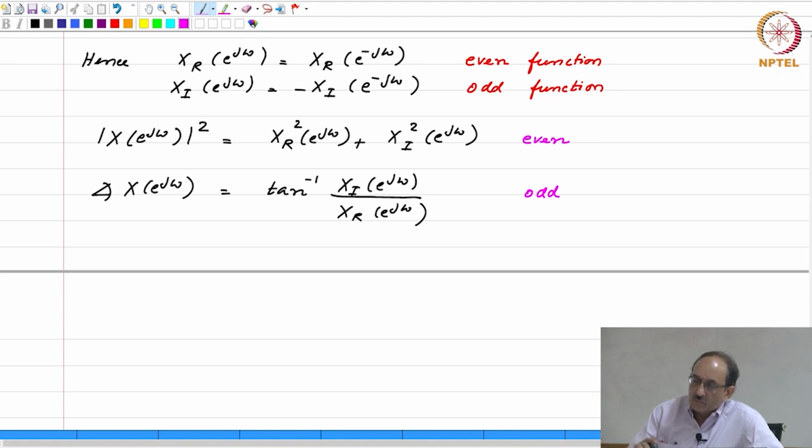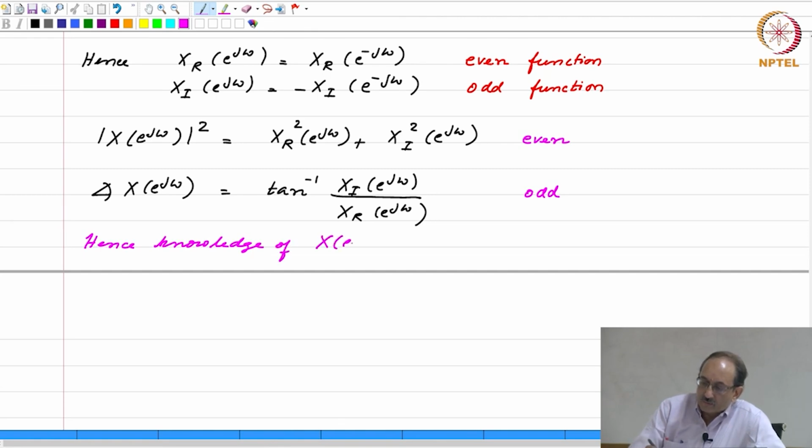Similarly here, because of this symmetry, if you know the transform from 0 to pi, you can complete the transform from pi to 2 pi. What is happening from pi to 2 pi is the complex conjugate of what is happening in 0 to pi. So, hence knowledge of x of e to the j omega over 0 to pi is enough to specify the transform over the entire interval between minus pi and pi or 0 to 2 pi.